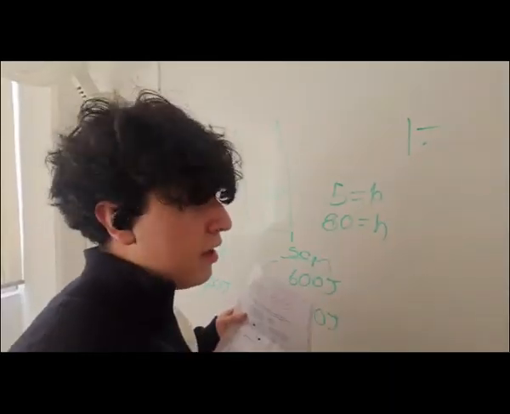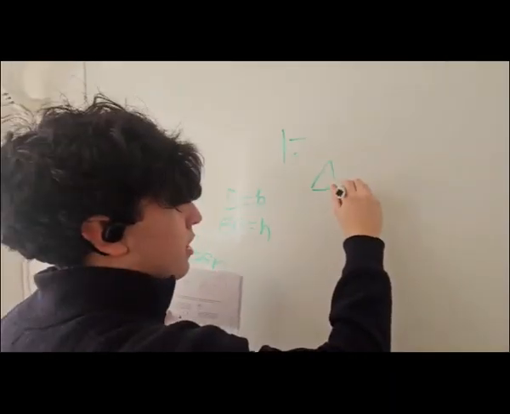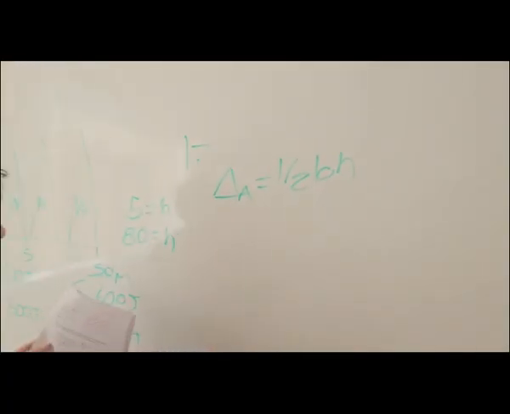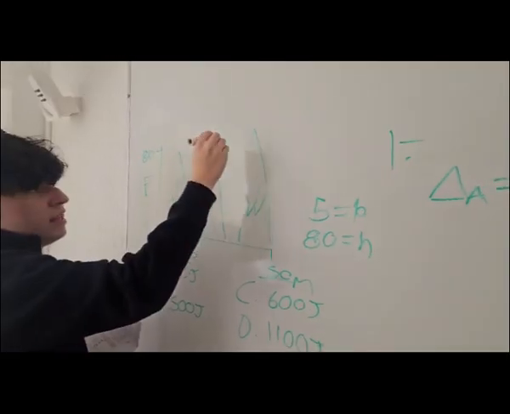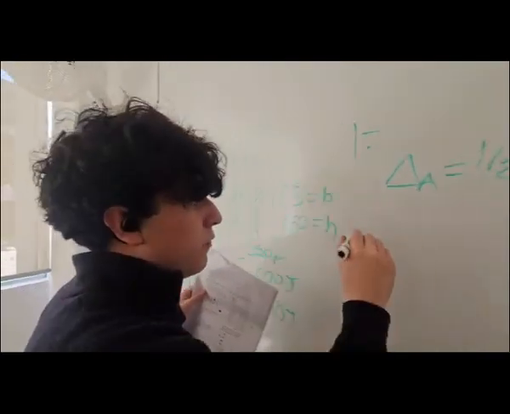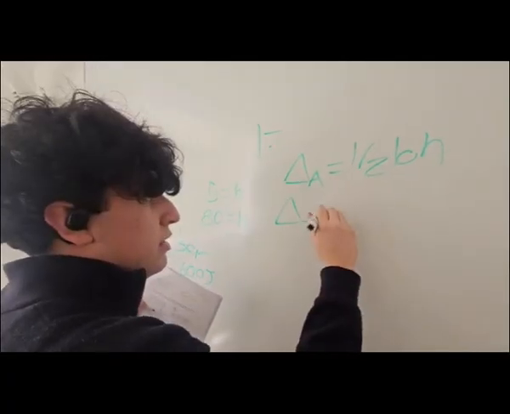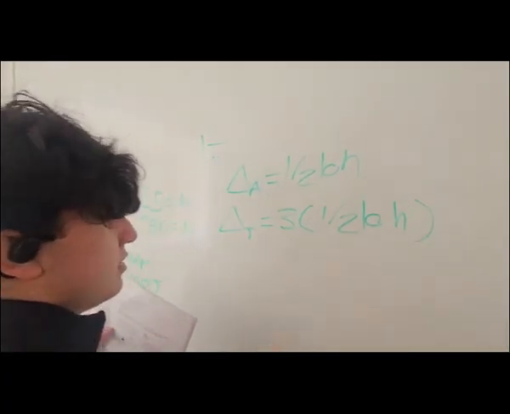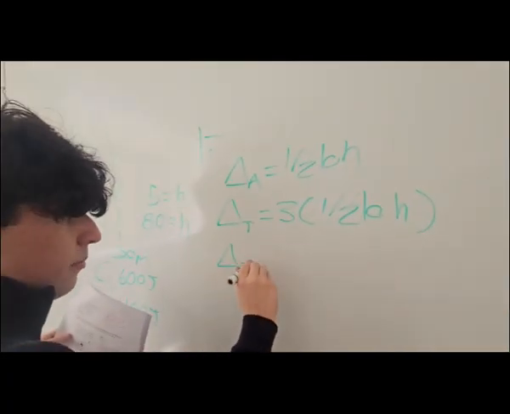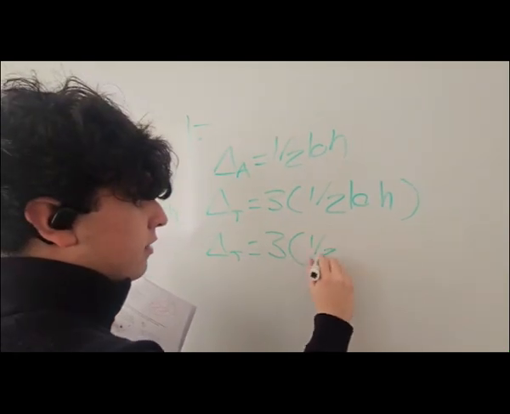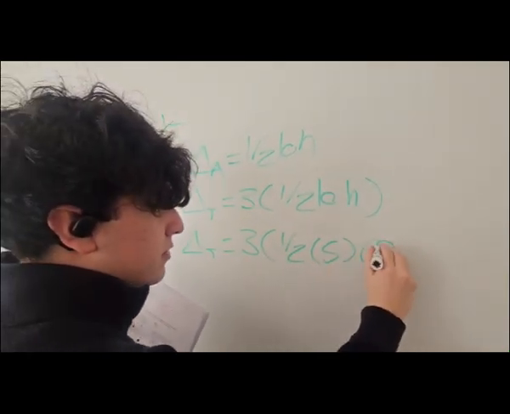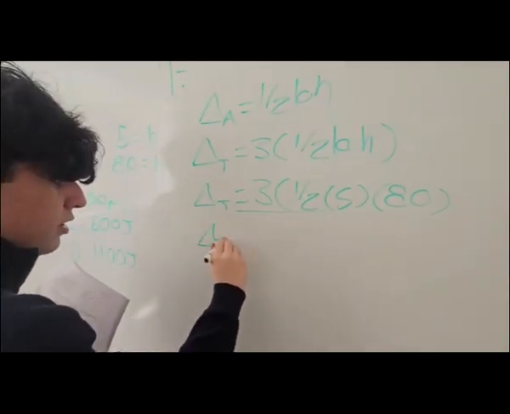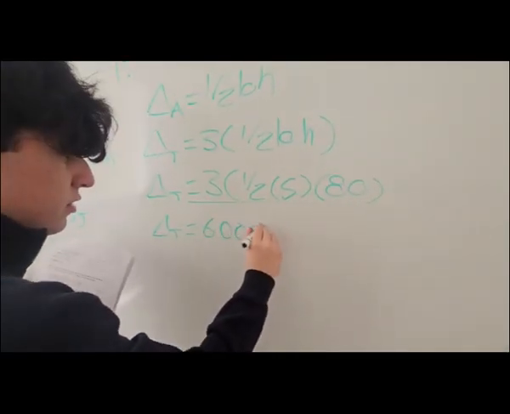And we have the formula of the triangle. Triangle area is equal to 1/2 of the base times the height. And we have three triangles that are exactly equal. So the total area of the triangles is equal to 3 times 1/2 of the base times the height. And this is equal to 3 times 1/2 of 5 times 80. And all of this is equal to 60 joules.